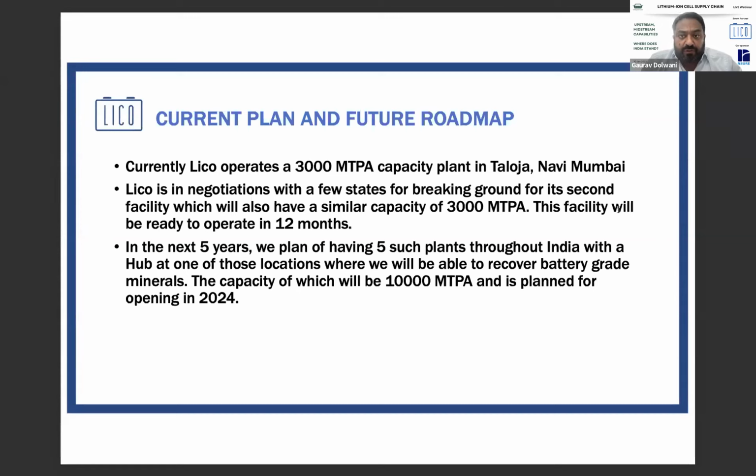The current plan and future roadmap for LICO. Currently, we operate a 3,000 metric ton per annum capacity plant in Navi Mumbai. We're in negotiation with a few states for breaking ground for a second facility, which will have a similar capacity of 3,000 metric tons per annum. This facility will be ready to operate in 12 months. In the next 5 years, we plan on having 5 such plants throughout India with a hub at least one of those locations where we will be able to recover battery grade minerals, the capacity of which will be 10,000 metric tons per annum as planned, and we hope that we can open it next year.